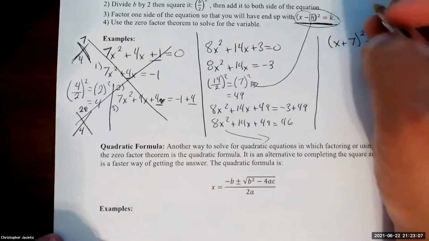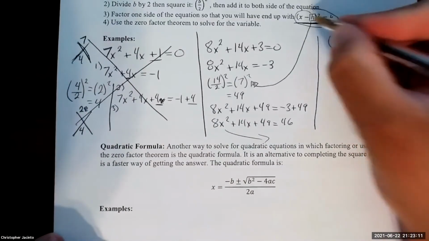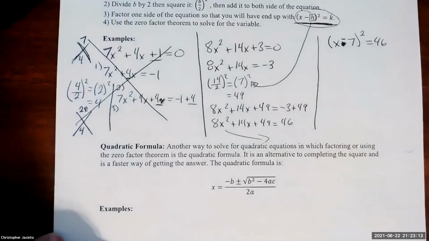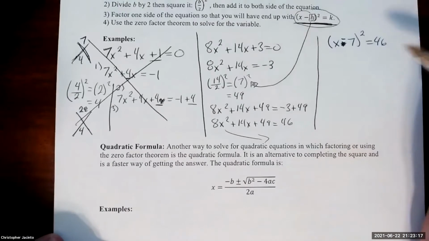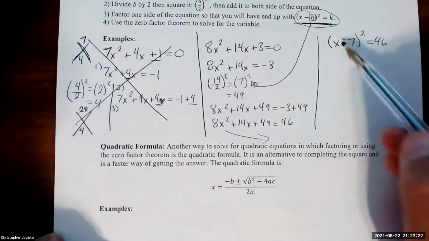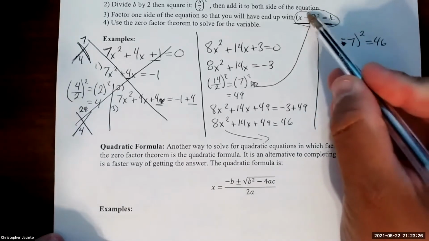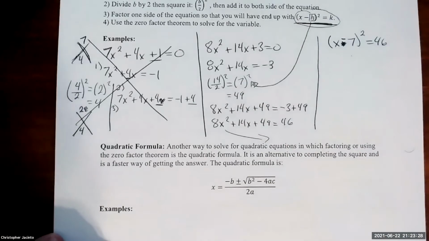Oh, I see what you're saying. You're right. It's -7. I got lost because of that last example. Yeah, it is -7 because it's a minus. Thank you so much, Jonathan, for catching that. So the reason it's negative is because it's minus h. So minus the 7 squared.